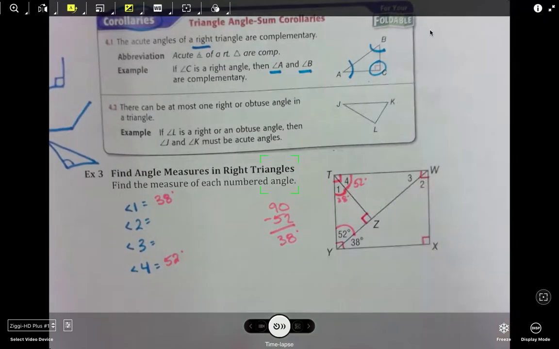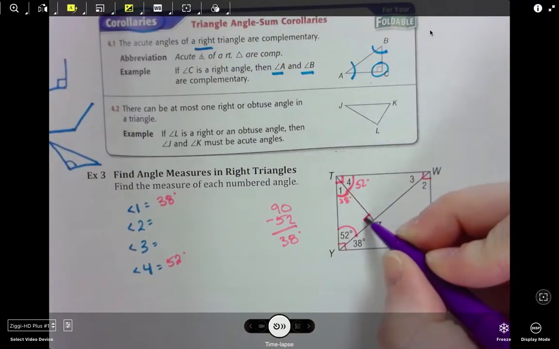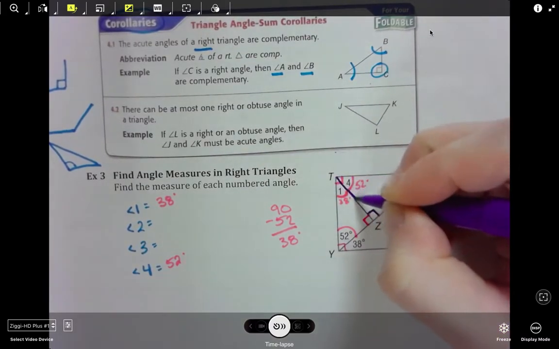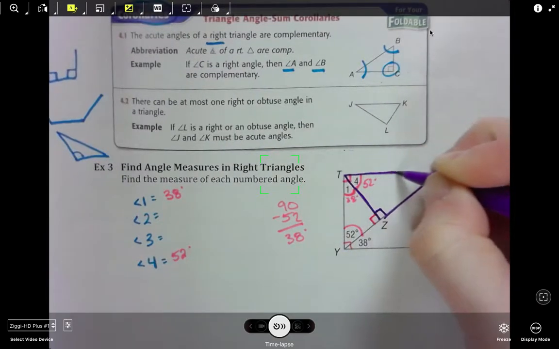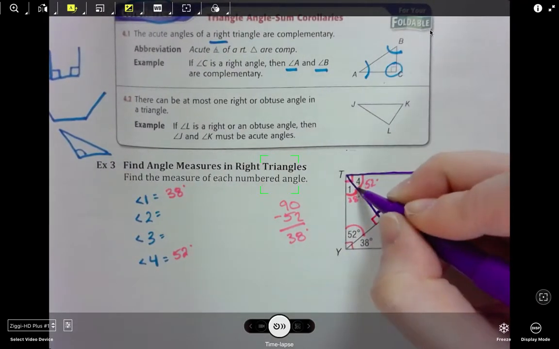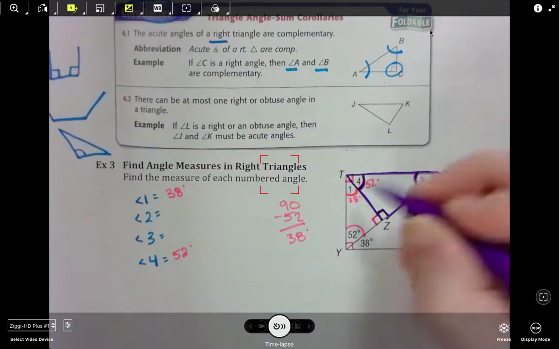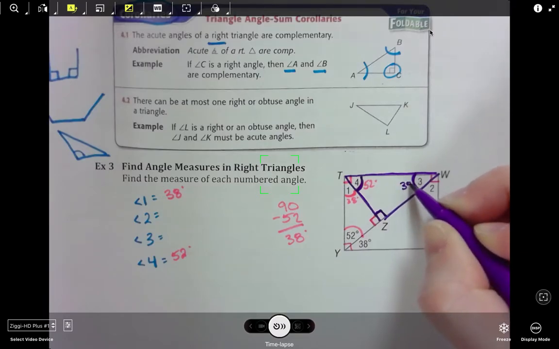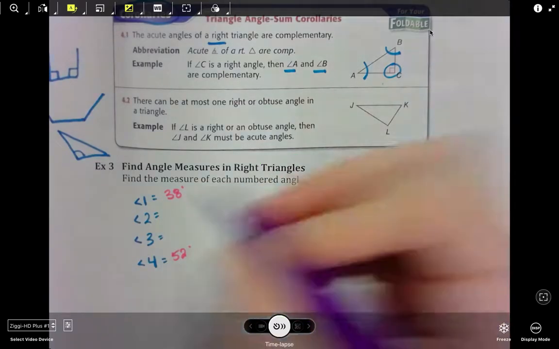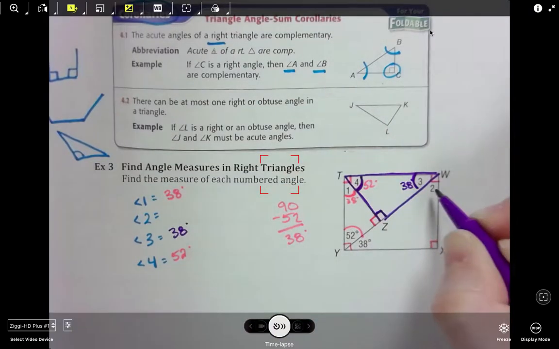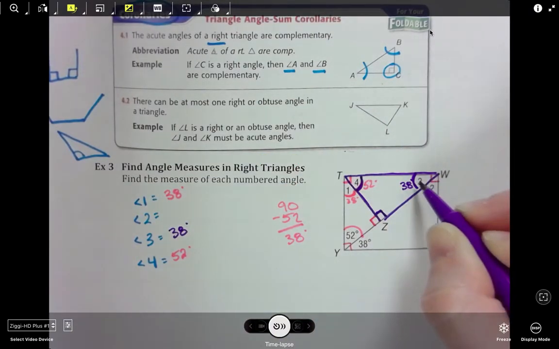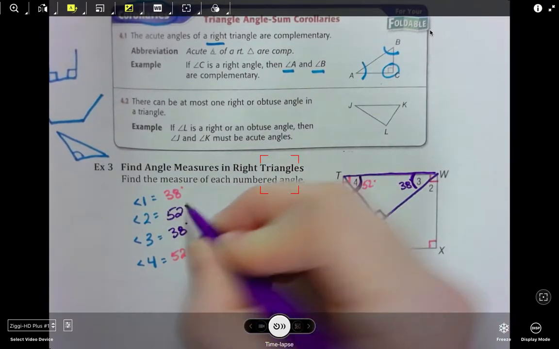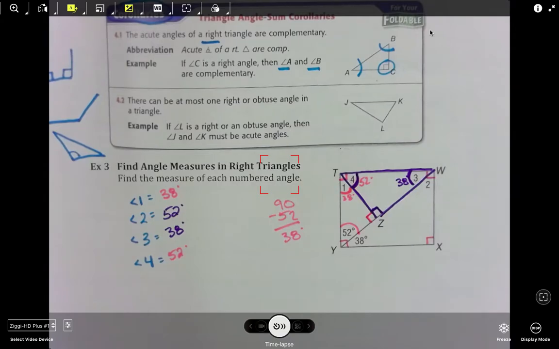Angle 3, let's do it next. Use a different color. If this is a right angle right here, then this other side has to also be a right angle. So here I have this right triangle again on that top part. And so if this is a right angle, then this angle and this angle have to be complementary. So 52 plus whatever angle 3 is has to add up to 90. And that's going to be that 38 again. So angle 3 is 38 degrees. And angle 2, since that's a 90 degree angle, if we subtract 38 from 90, like what we did here, it is 52. So there we go. We have 38 and 52 and 38 and 52.